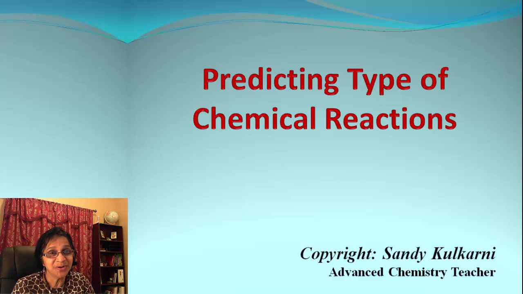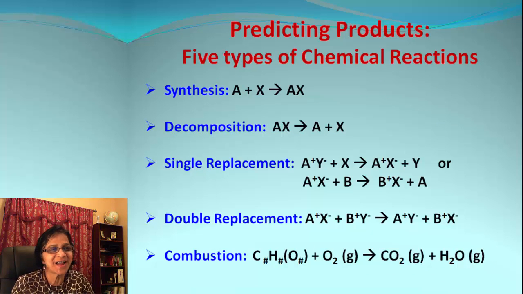Kids, Miss Kulkarni here. By this time, you already know how to write and balance chemical reactions. But now, what we're going to talk about is how to predict the type of reactions and actually what those different types are. So here they are. We have mainly 5 different types of reactions. Look at the first one. First one is called synthesis and is written as A plus X, giving you AX in symbolic way.